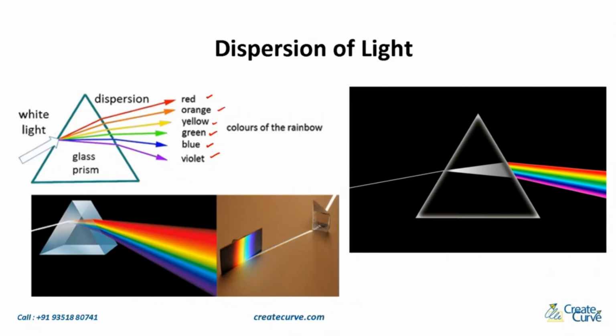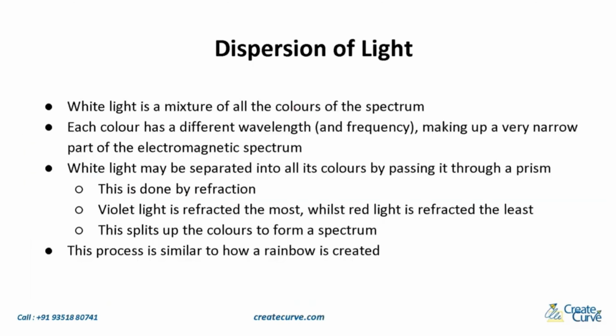When white light hits the glass prism, it disperses into 7 different colors, which is VIBGYOR. This splitting of white light into 7 different colors is what we call the dispersion of light. This is the mixture of colors in the spectrum, and each color we are getting here will have a different wavelength and different frequency.